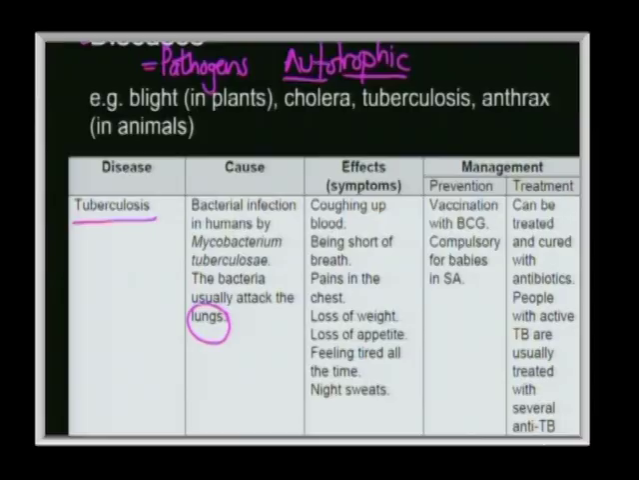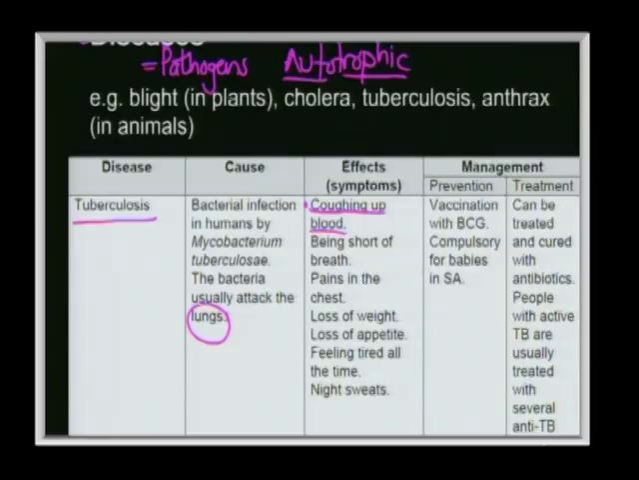Tuberculosis is caused by a bacterial infection by a special kind of bacterium called Mycobacterium tuberculosis. This usually attacks the lungs. And tuberculosis is very, very common in areas where there is overcrowding and where there is poor hygiene. Thus, it's quite commonly spread quickly from person to person in places like squatter camps or informal settlements.